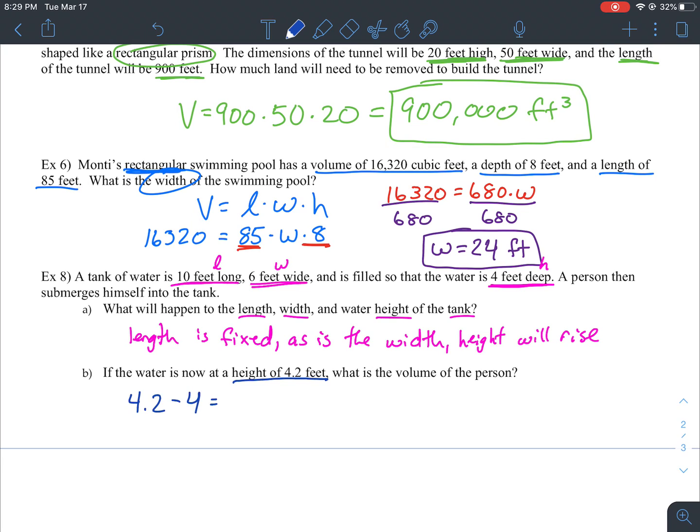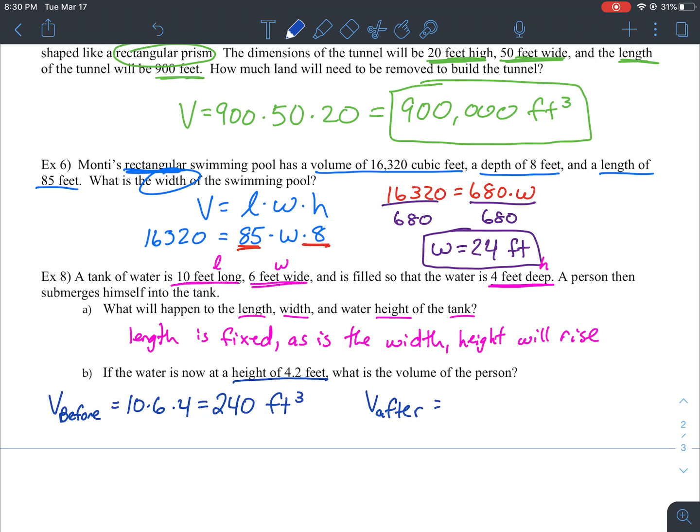Okay, well, what we don't want to do is this. Well, the height is 4.2 and the original was 4, so 0.2 feet. Okay, we did not do anything with the volumes in that case. We just took the difference in heights. First thing we want to do is we want to find what's the volume of the original. So the volume before the person got in. Length was 10, width was 6, height was 4. So that's going to be 6 times 4 is 24, times 10 is 240 cubic feet.